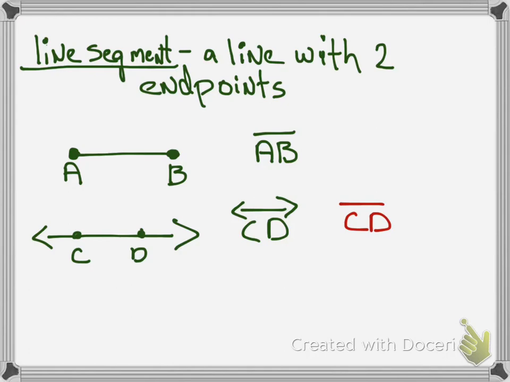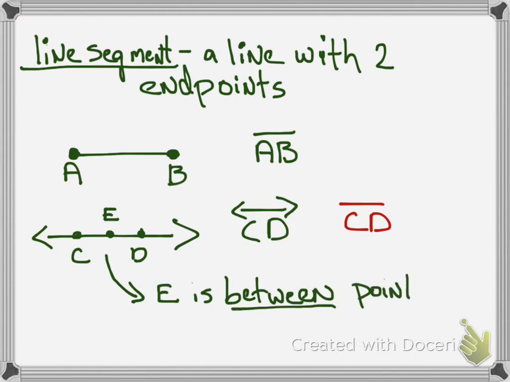Notice the difference in notation. The line above the points does not have little arrows on the ends. Okay. Anyways, also let's make note that we can have points that are in between, and that just means they're in between. They're not exactly in the middle, but they're somewhere lying inside the 2 points that make up the line segment.